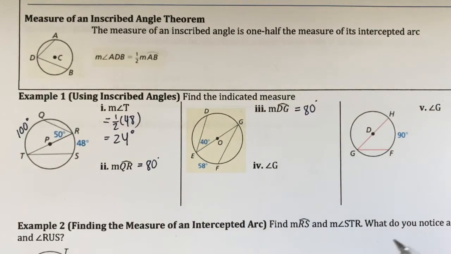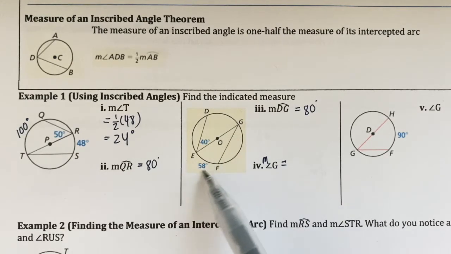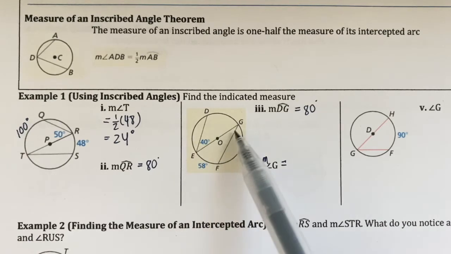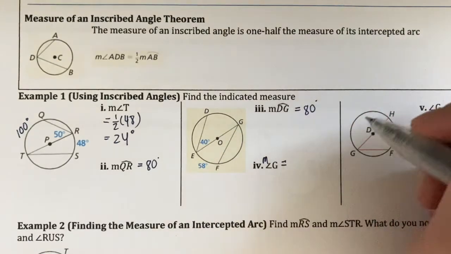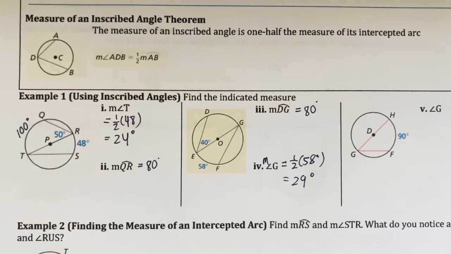For the next one, we're asked to find the measurement of G, and if we're taking a look at the diagram, angle G is over here. It's an inscribed angle. Its intercepted arc has a measurement of 58 degrees. So we need to take half of that measurement to get the measurement of angle G. And half of 58 degrees is 29 degrees. Let's try the next one. And let's move on to example 2.